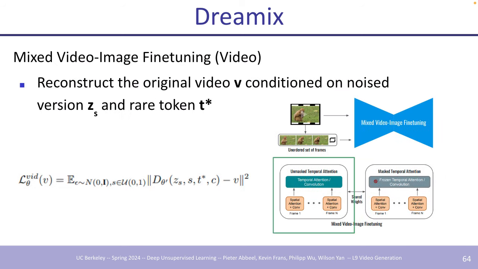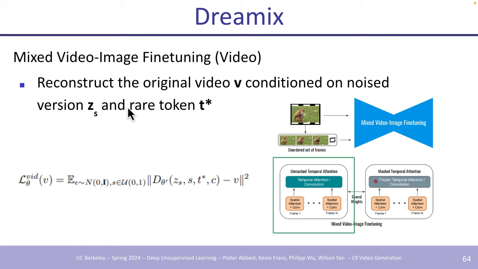The way this works is very similar to DreamBooth style things. Essentially, you can fine-tune on a single video. You fine-tune this entire pre-trained text-to-video diffusion model on this one desired video that you want to edit. It's kind of expensive because you have to do this fine-tuning every time. You fine-tune with the video, and then you can have a rare token, which they also used in DreamBooth, called T star.